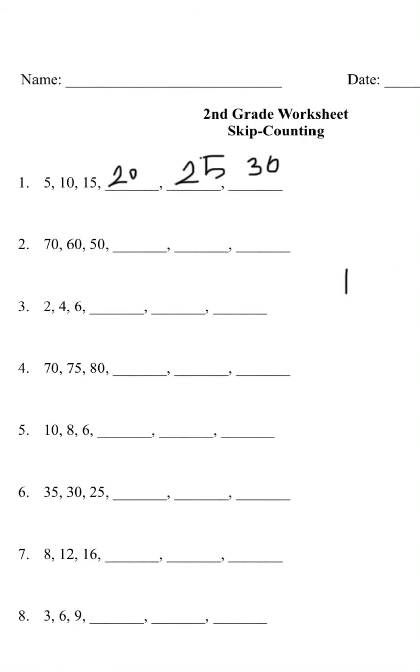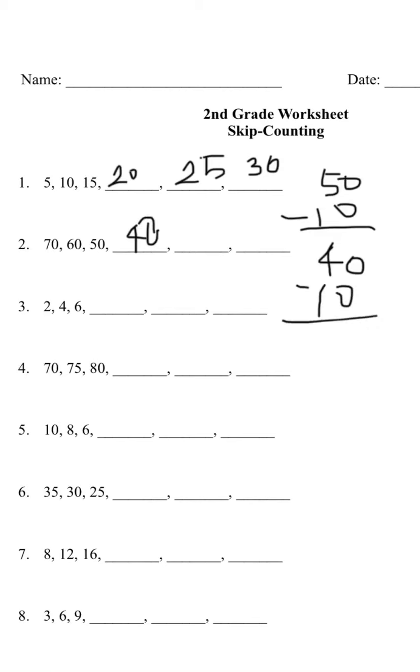So then let's find our next number. 50 minus 10. 0 minus 0, 0. 5 minus 1 is 4. So our next number is 40. And then 40 minus 10. 0 minus 0 is 0. 4 minus 1 is 3. So 30. And then minus 10 again. 0 minus 0, 0. 3 minus 1 is 2. So our last number is 20.